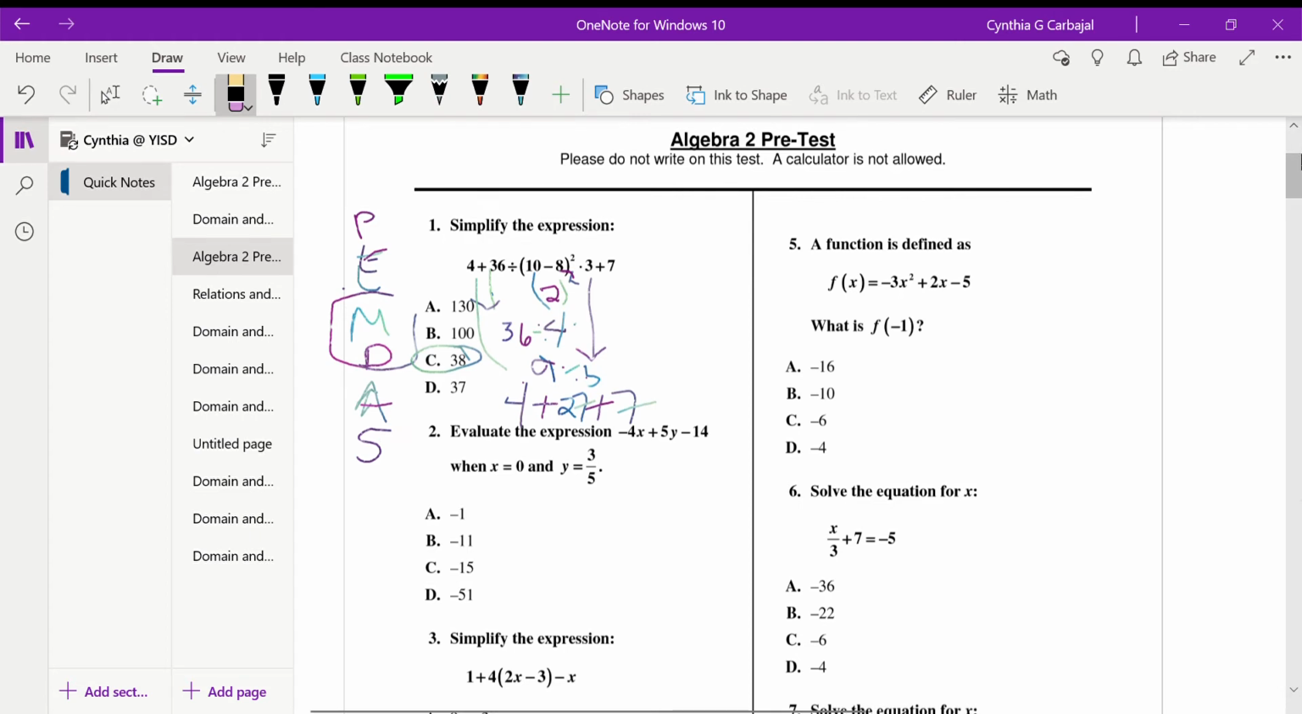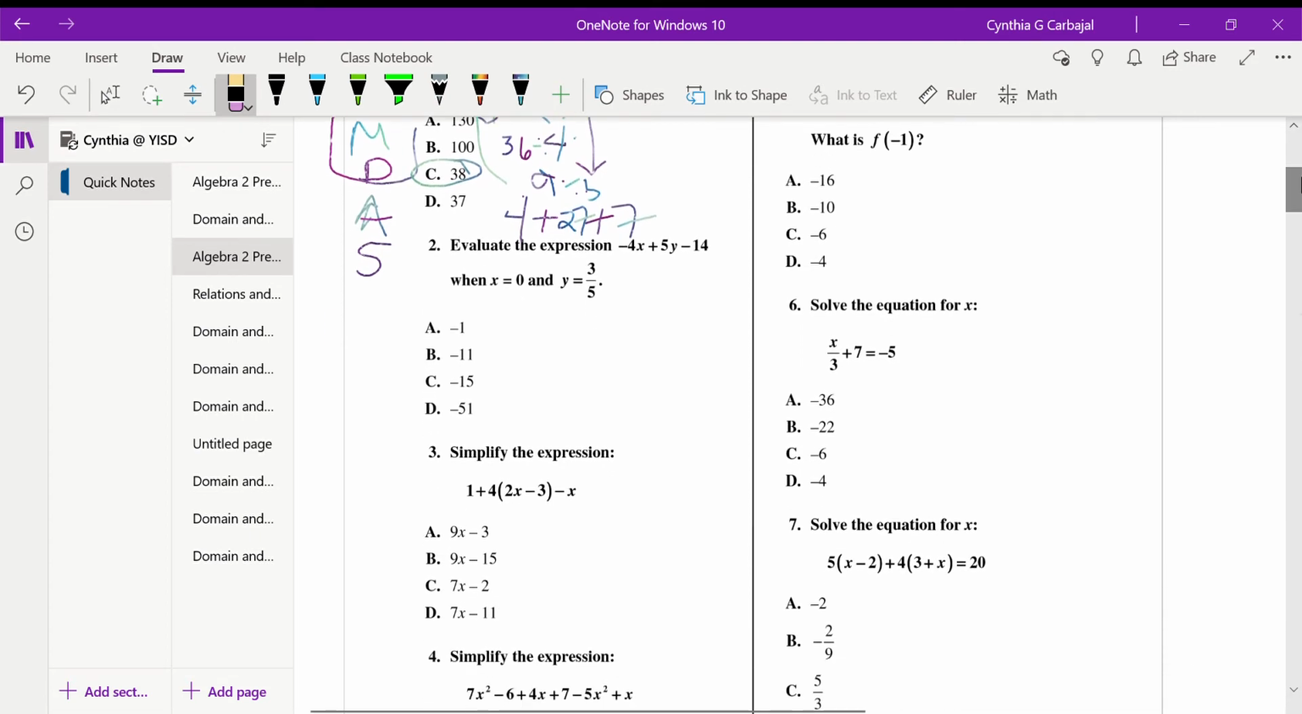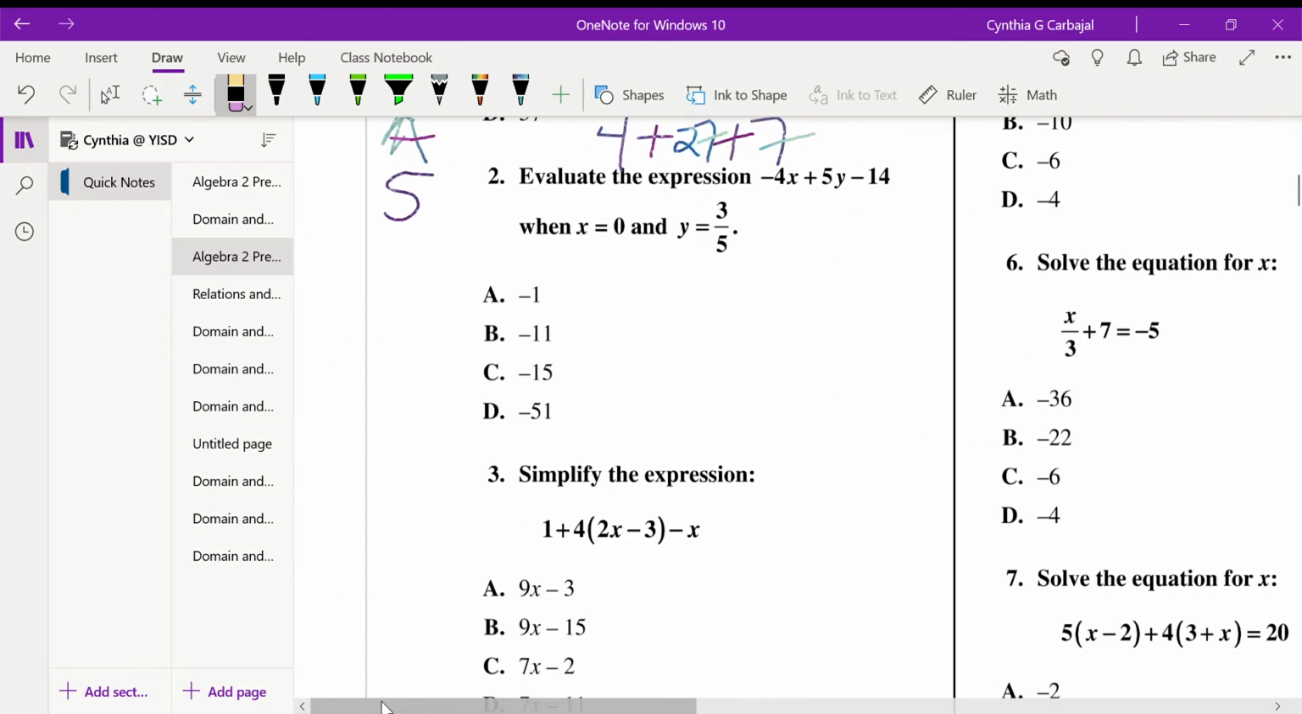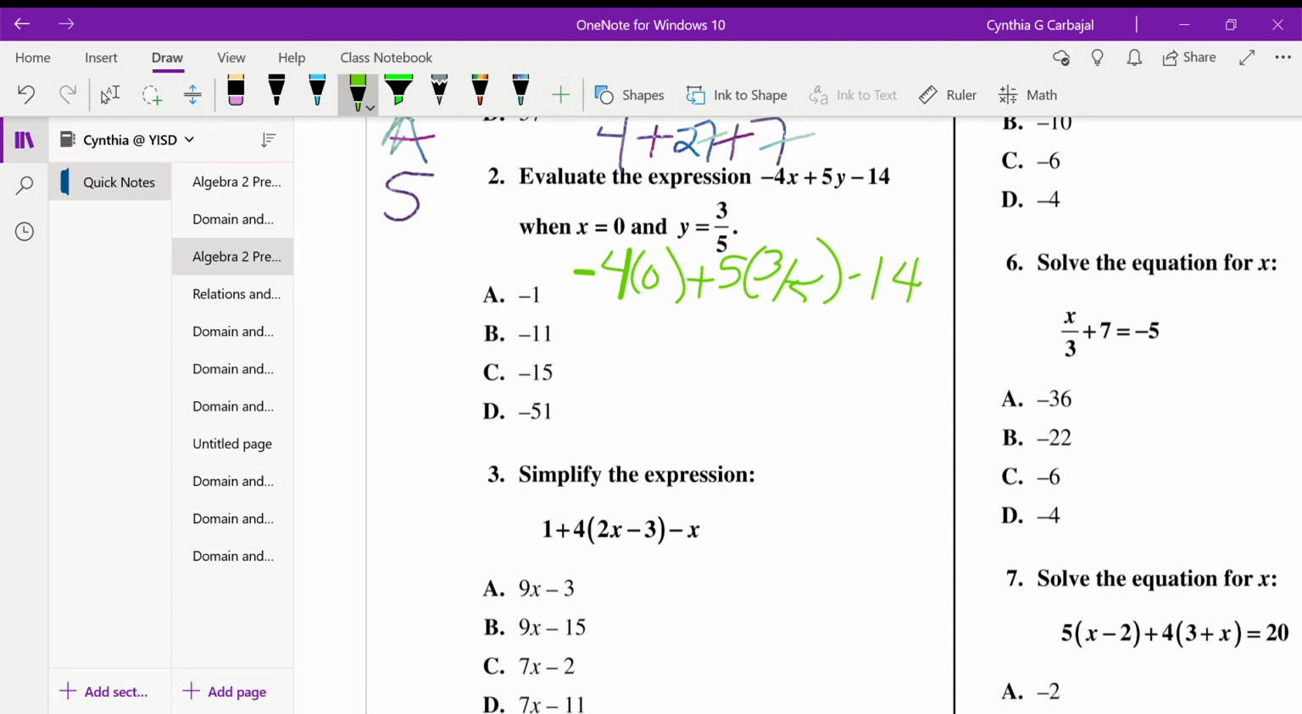Number 2 says evaluate the expression 4x plus 5y minus 14. Let me zoom in a little here so I can write a bit more legibly. Here we're supposed to substitute: in place of x we're going to put a 0, and in place of y we're going to put 3/5. So this is going to be negative 4 times 0, and then 5 with a little 1 underneath, so we can multiply 5 times 3 on the top, numerator times numerator, and 1 times 5, denominator times denominator. The last thing is to subtract, but simplify that fraction first. That would be 15 divided by 5, which is 3, and then minus 14, negative 11.